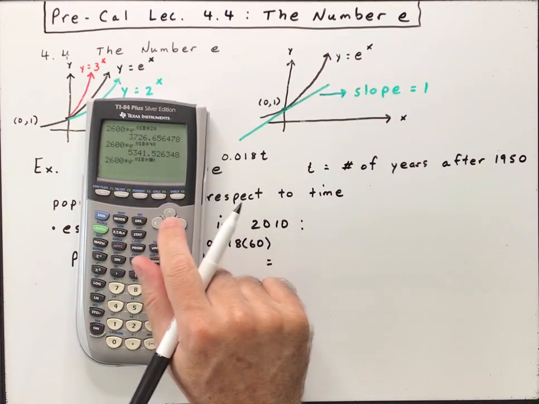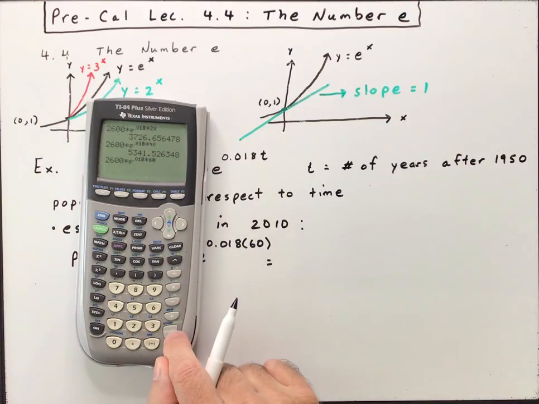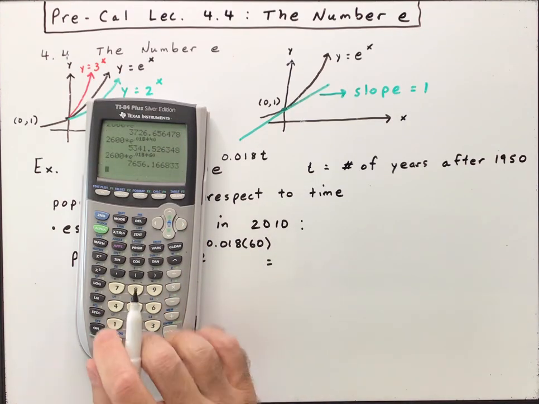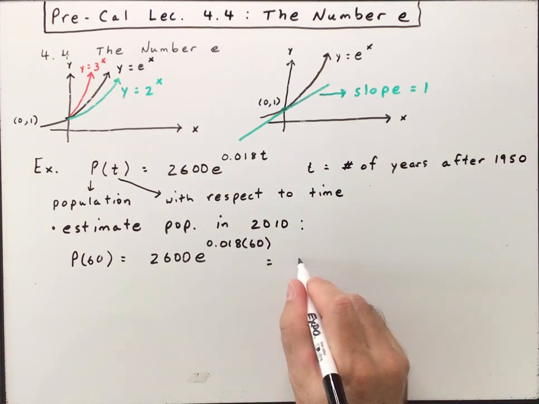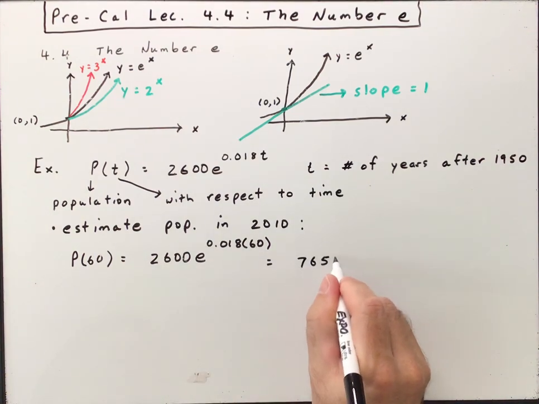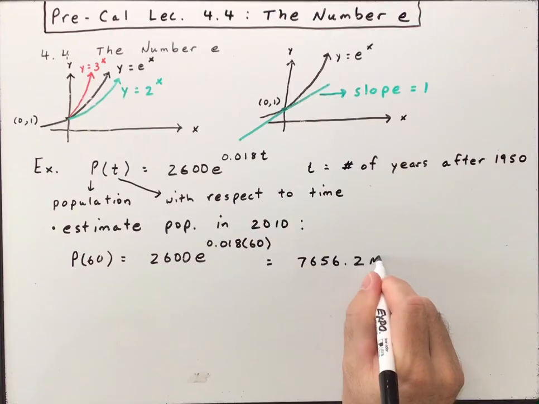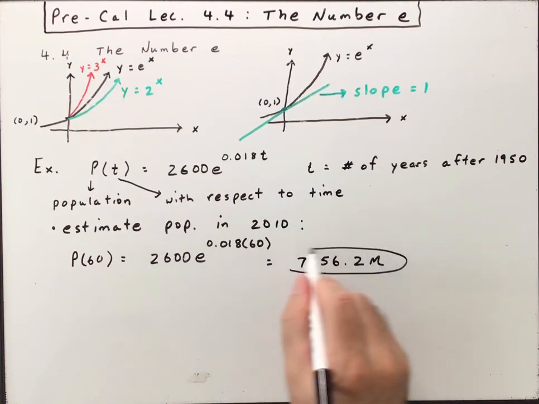So once again, we can go in and just edit our equation. I'll arrow over and type a 6 over that 4, hit enter, and I've got 7656.2. That's what our model estimates.